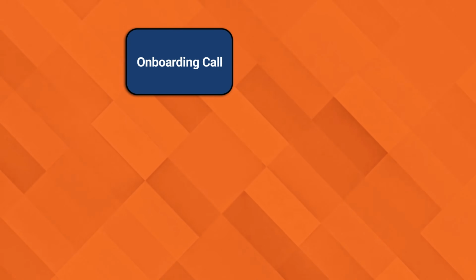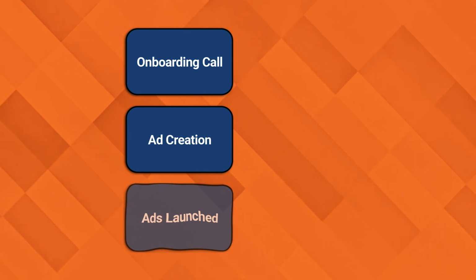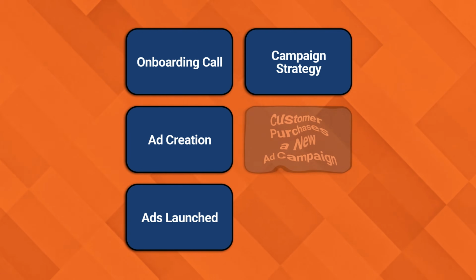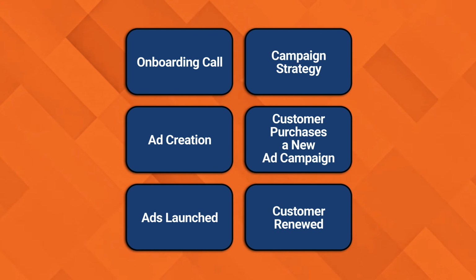So let's start by listing out all of the processes that have to be completed in the value stream. People in the room or on the call start calling out steps in the process or adding them directly to the list. You might end up with onboarding calls, ad creation, launching the ads, campaign strategy, customer purchases, and customer renewals. Now you need to put the steps in order. So it ends up looking something like this.